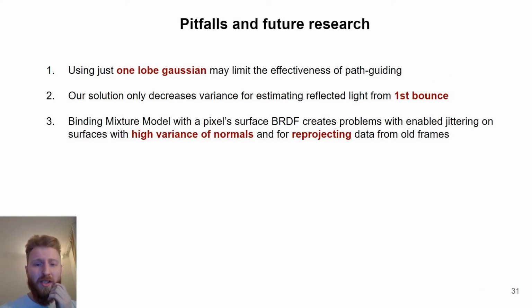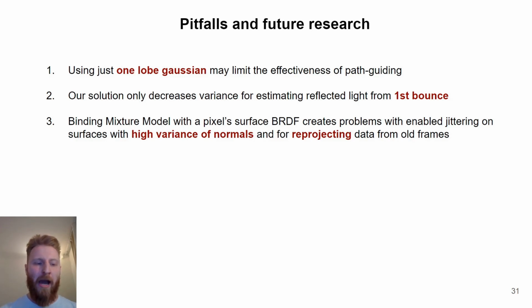And finally, pitfalls and future research. Using just one lobe Gaussian may limit the effectiveness of path guiding. We need to research some ways of constructing mixture models based on several Gaussian lobes for real-time applications. Also, our solution decreases variance for estimating reflected light only from the first bounce because of relying on just a screen space buffer, and this limits the effectiveness also.